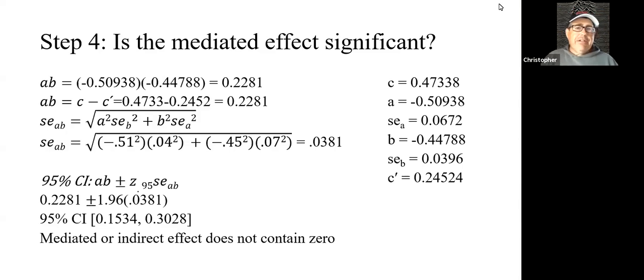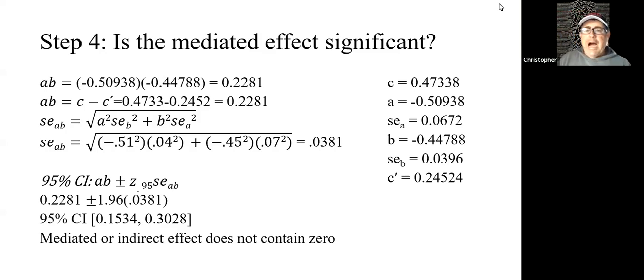The standard error, you can see the standard error calculation there. It's the A path times the standard error of B, squared. Then the B path times the standard error of A, squared. And I took some liberties with rounding here just to give you smaller values to deal with. And then we take that to the confidence interval. We plug in AB plus or minus 1.96, that's the Z value for 0.95, times our standard error. And it gives us a confidence interval that goes from about 0.15 to 0.30.